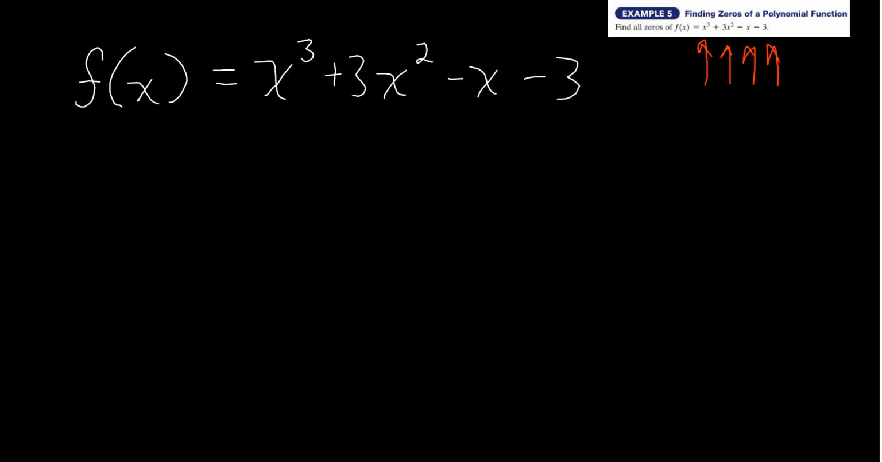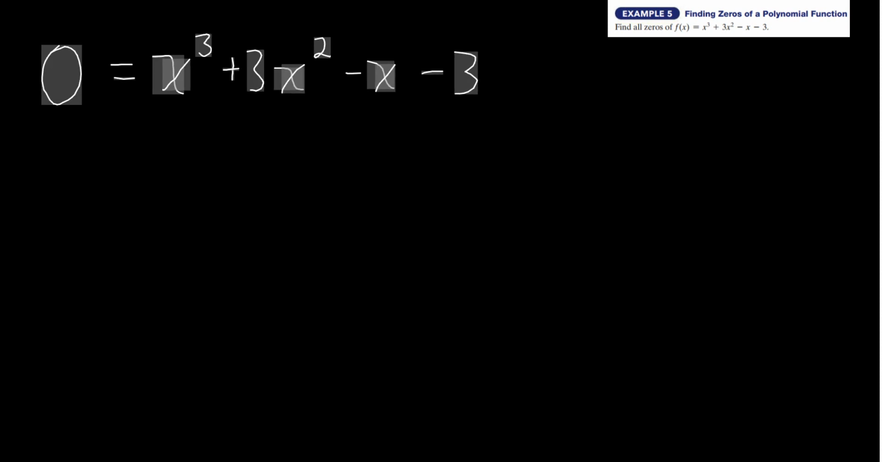Okay, so this is just simply the function rewritten. We know that the notation f of x and y are pretty interchangeable, so we can change this to a y. Now, if I want to find the zeros, I need to set y equal to 0. So I'm going to set y equal to 0, and let's move it off to the left so I can have some more room here. Now I'm going to solve this for x.